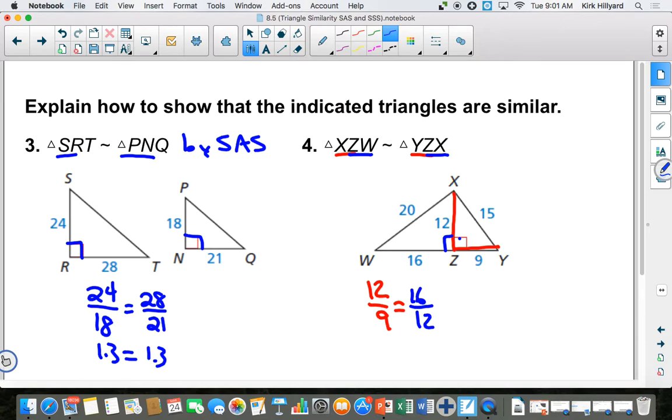Okay? So 12 over 9 is 4 over 3. 16 over 12 is also 4 over 3. So those two triangles are also similar by side angle side. Okay?